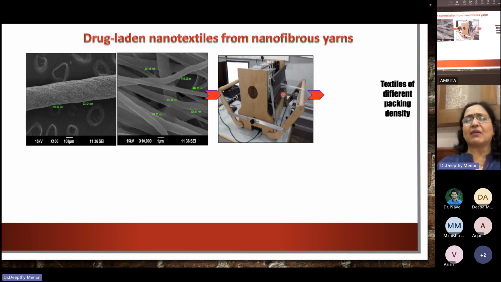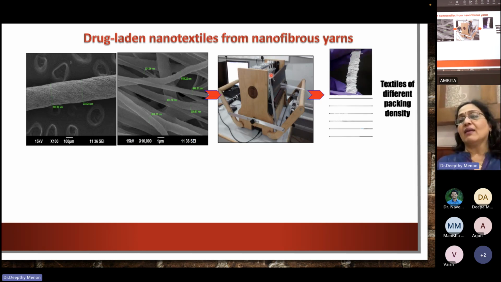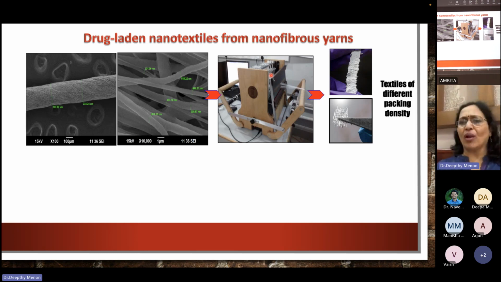This is a weaving system that we have in the lab. There's a tabletop loom. It looks very much like our big looms, a small version. And we developed textile. You see that? We developed textiles of different packing density. I'm not showing you all the data, just a glimpse of it. So this lower one looks very much like the wire gauze which you have.